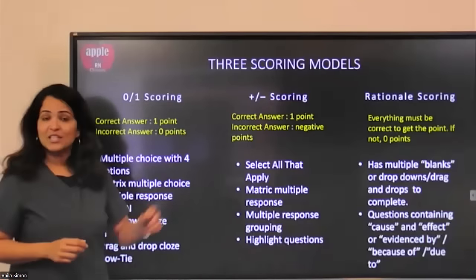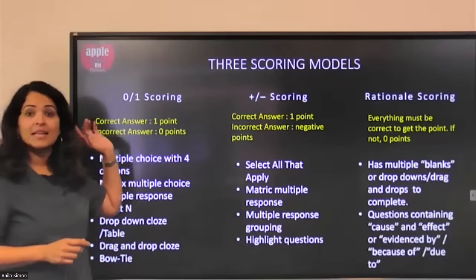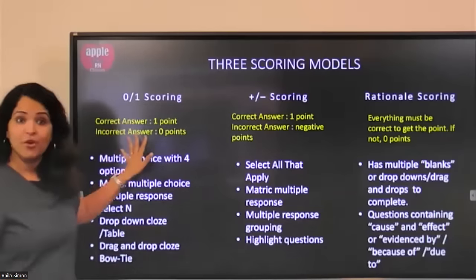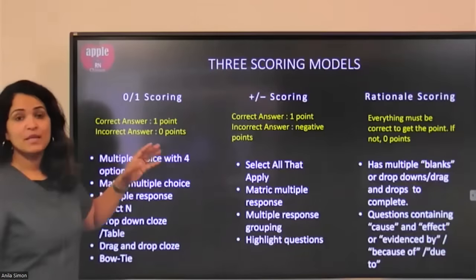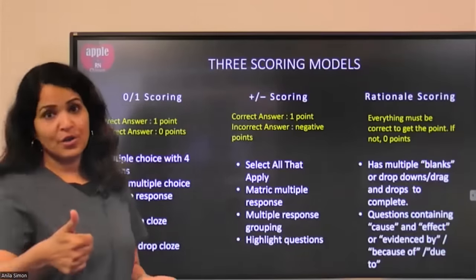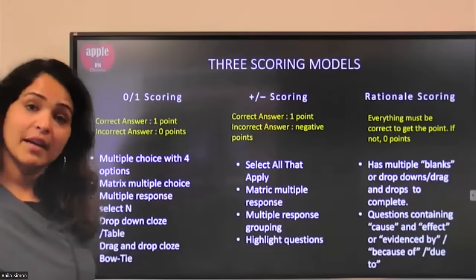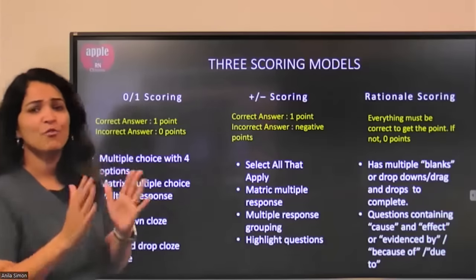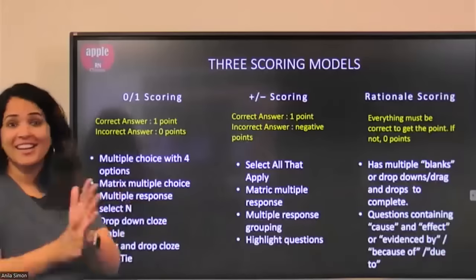So these are the 3 scoring methods. The first one is the age-old 0-1 scoring. This is what we had before, just 0 or 1, which means if you get an answer correct, you get 1 point. If you get an incorrect answer, you get 0 points. I mean, makes sense, right? Very, very straightforward, clear cut.